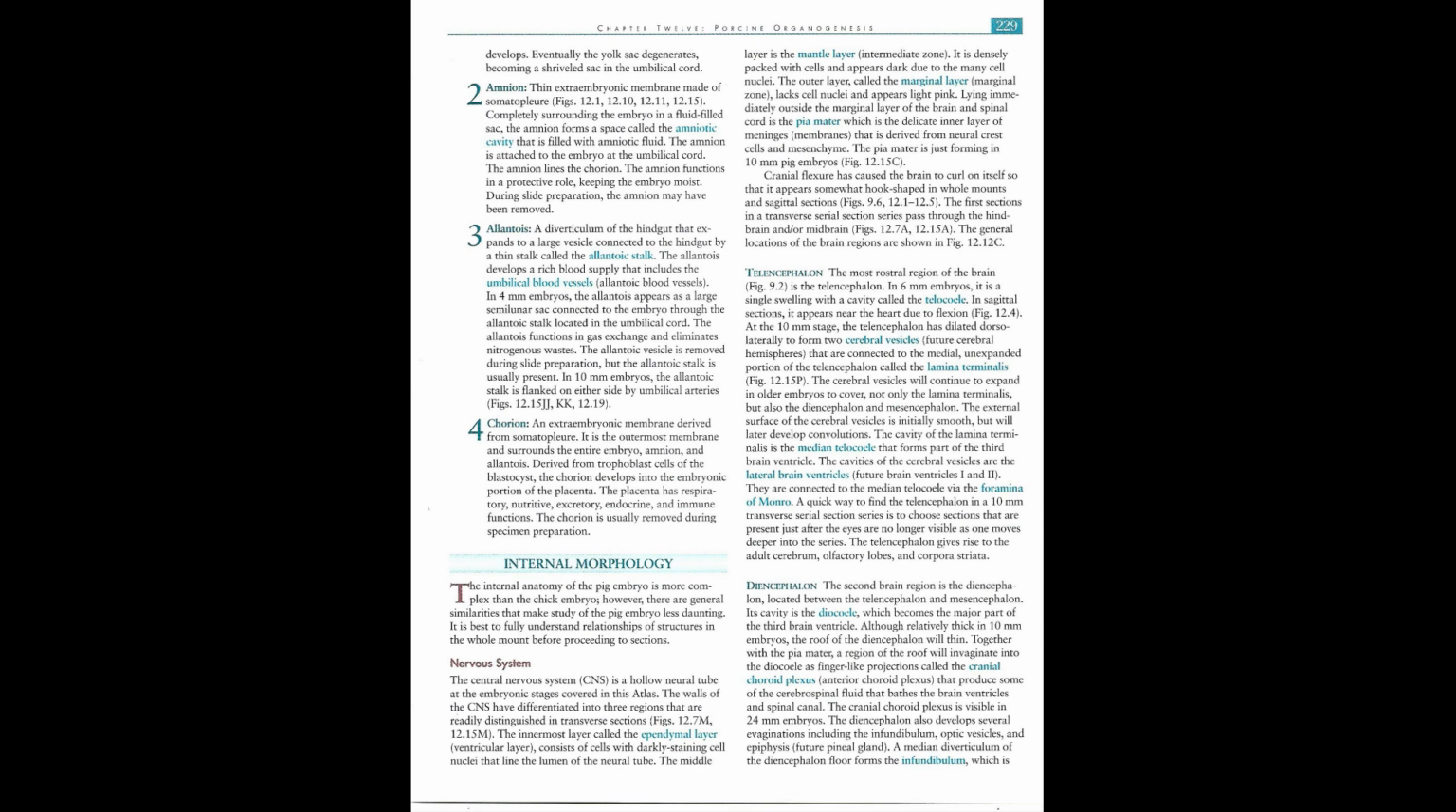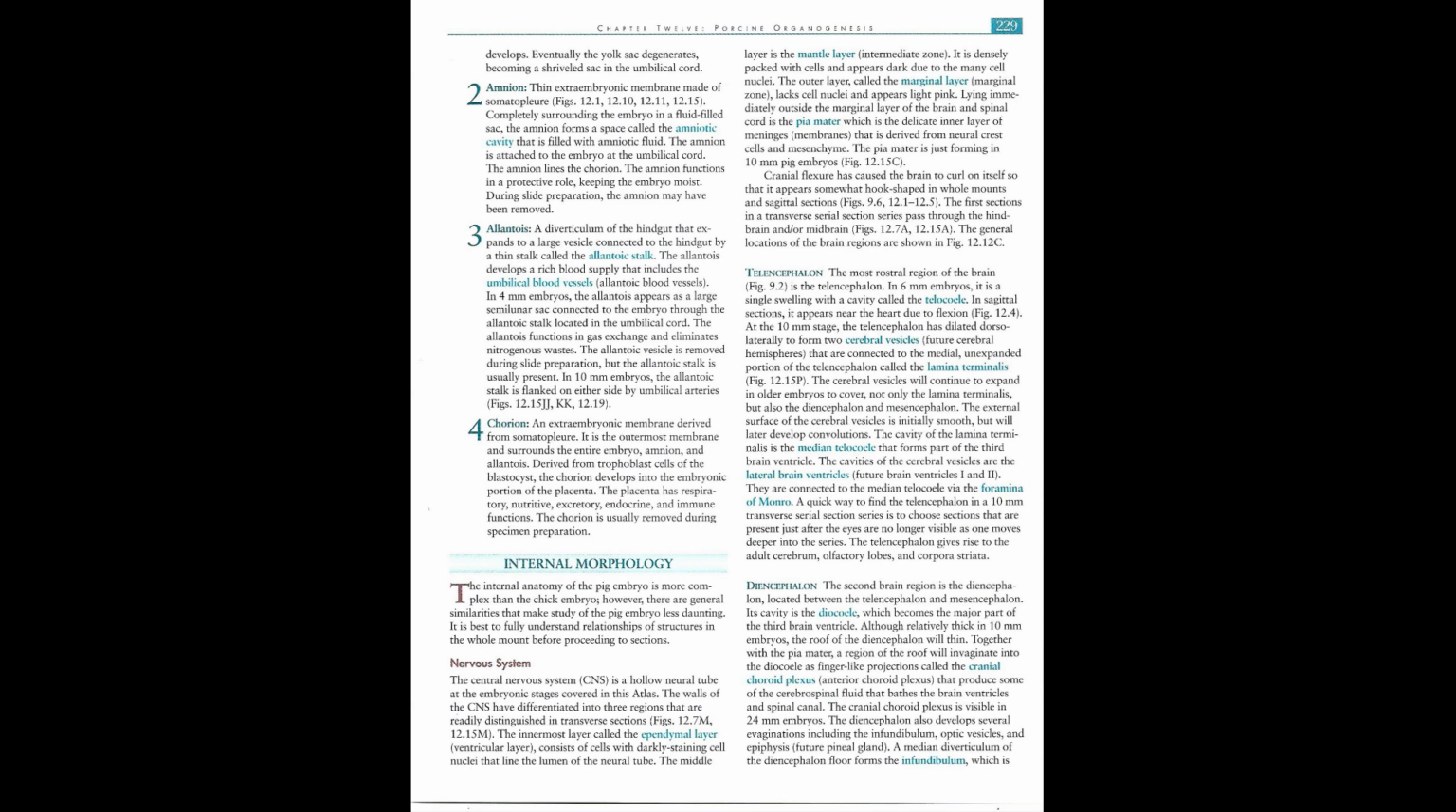Cranial flexure has caused the brain to curl on itself so that it appears somewhat hook-shaped in whole mounts and sagittal sections, Figs 9.6, 12.1 to 12.5. The first sections in a transverse serial section series pass through the hindbrain and or rhinencephalon, Figs 12.7 a, 12.15 a.